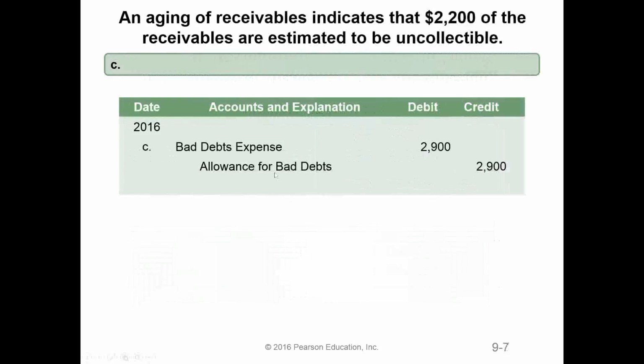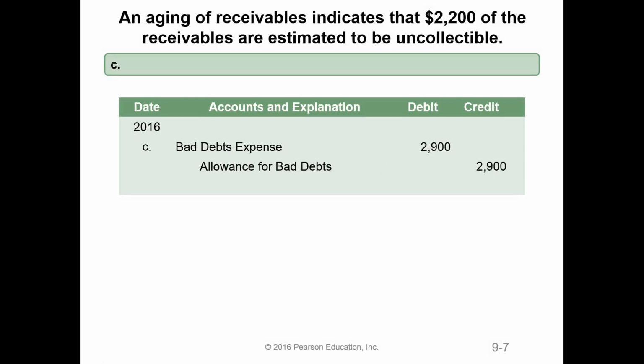Now this is how you would do the entry for that allowance. Remember I told you the number that you solved for and plugged was the $2,900. Remember I told you that was going to be your journal entry. So you're going to debit your bad debt expense here for $2,900, and your allowance for bad debts is going to be your credit for $2,900.